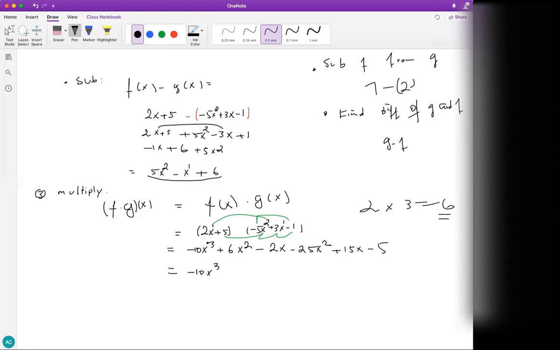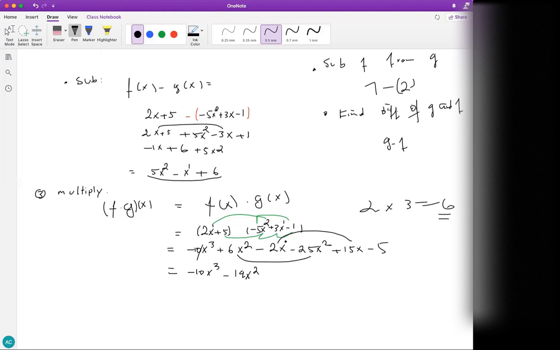Okay, and cross this out. Then we have 6x to the second. We're going to combine this with this one. So positive 6 minus 25 is negative 19x to the second. And also combine these two.